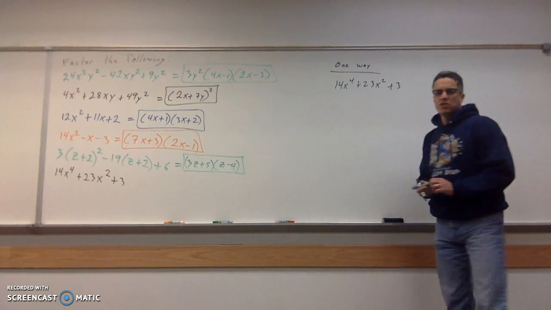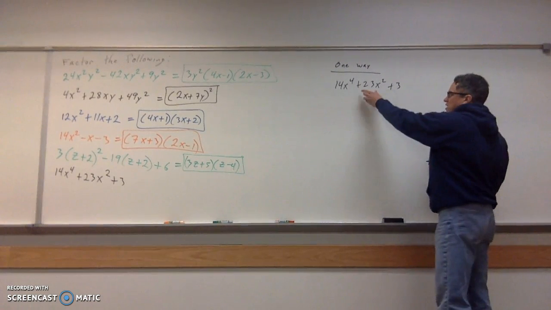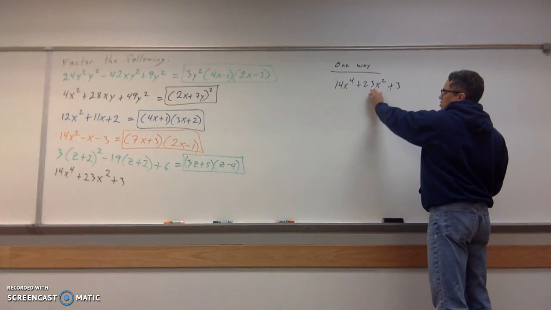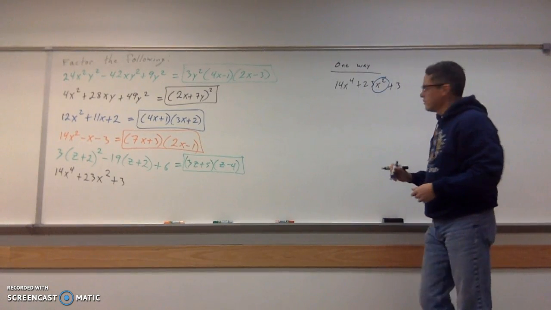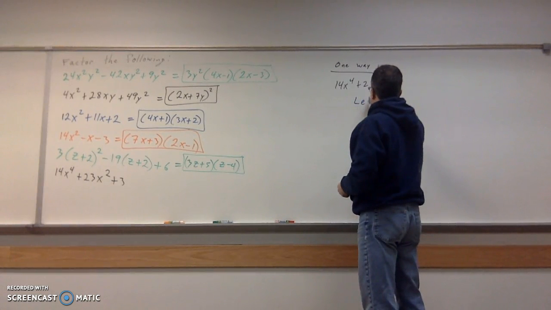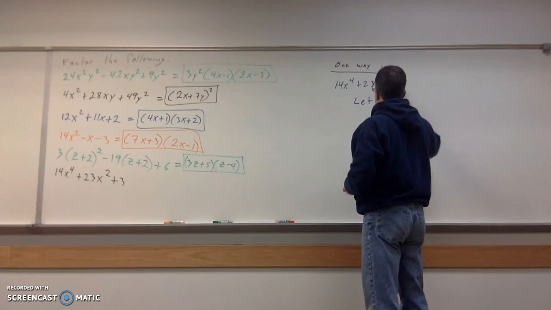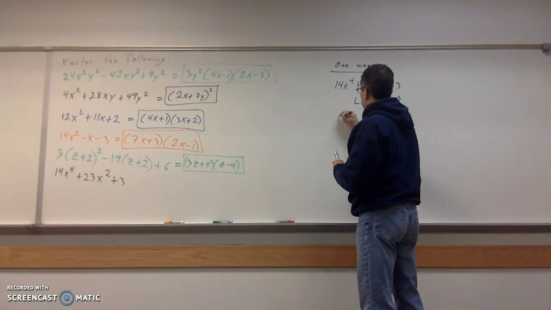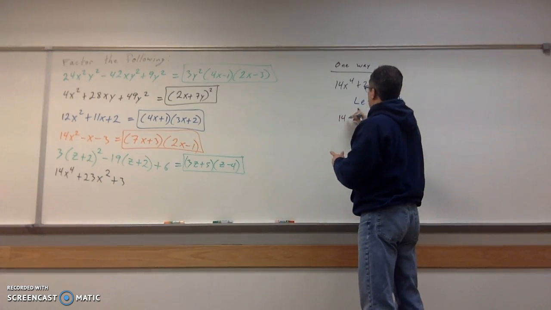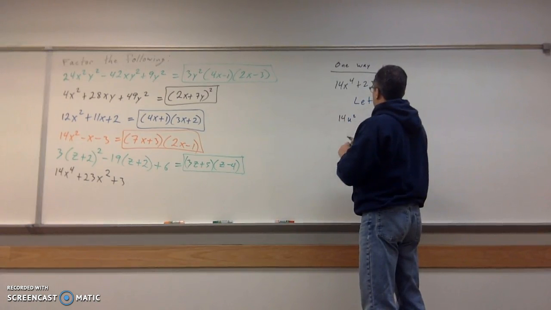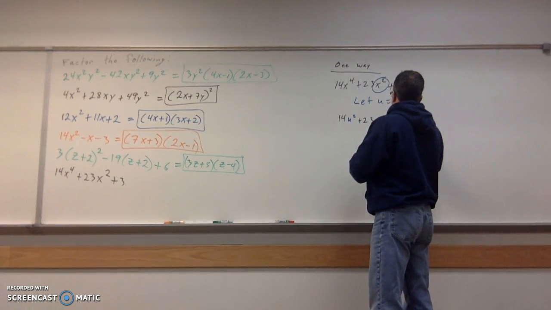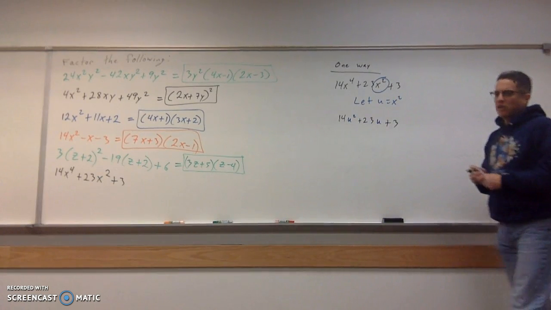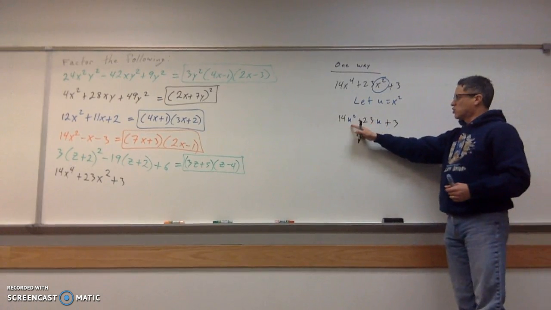Now, how this u-substitution works is you look at the second term and look just to the right of your coefficient. So in this case, x squared, right? I'm going to let u equal x squared, which means I'm going to have 14u squared plus 23u plus 3. And people ask you, well, wait a minute, how did you get u squared there?